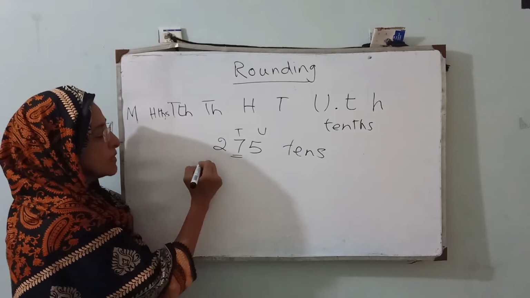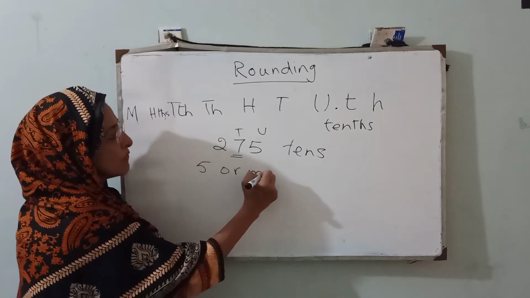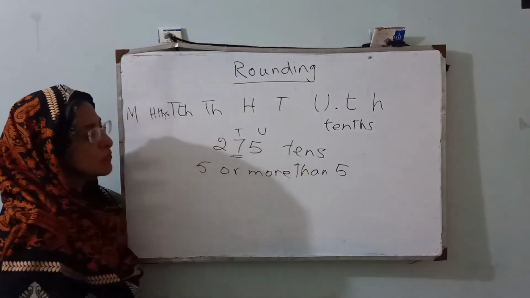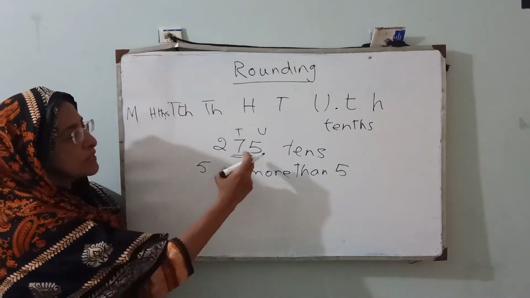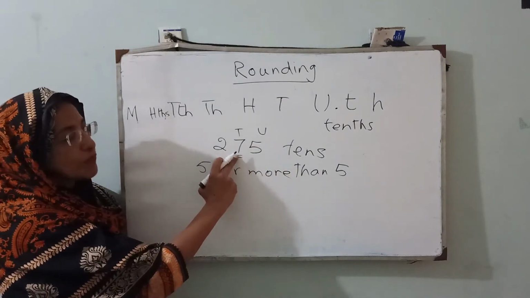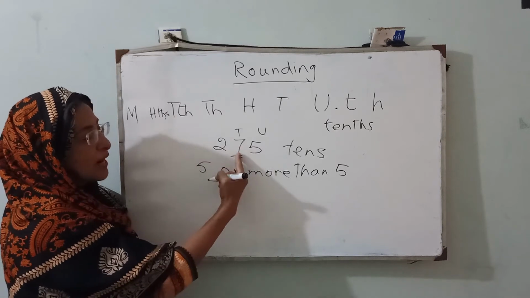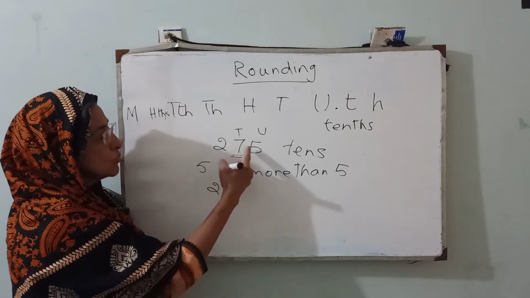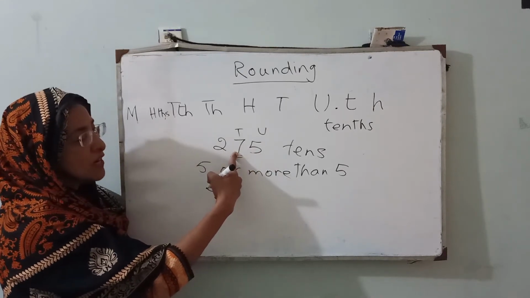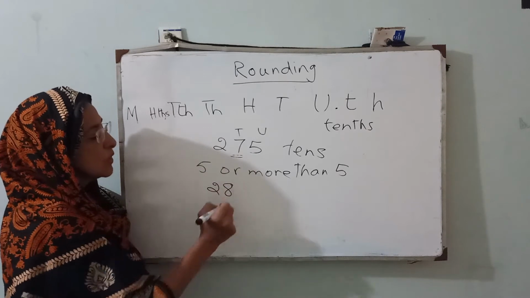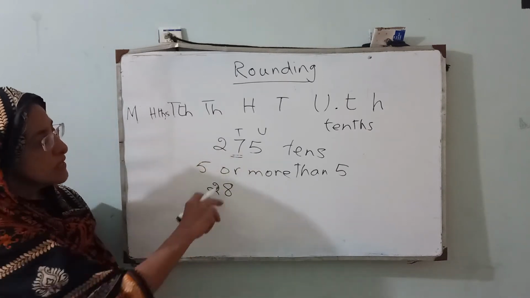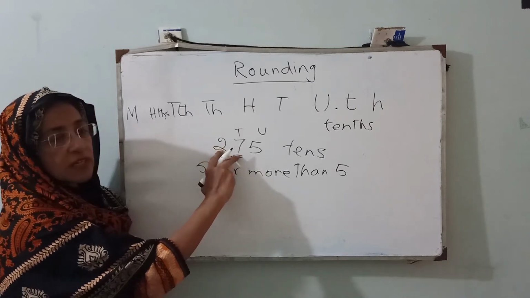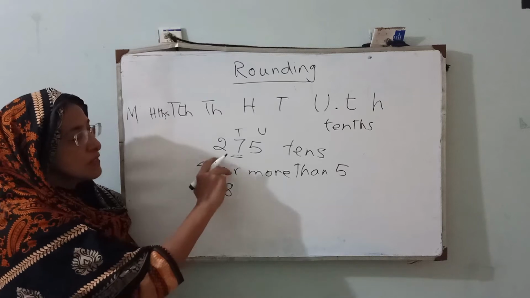Always remember, if the number is 5 or more than 5, you are going to round the number up. That means 7 will change into 8. We are going to add 1 more to this 7. So my answer will be 2, and because we are adding 1 to this 7, this will change into 8. Now see, there should be a balance whenever you are rounding. There should be a balance between the given question and your answer.